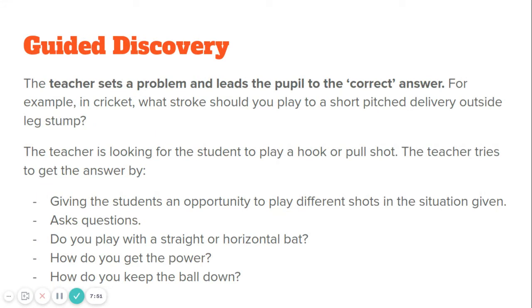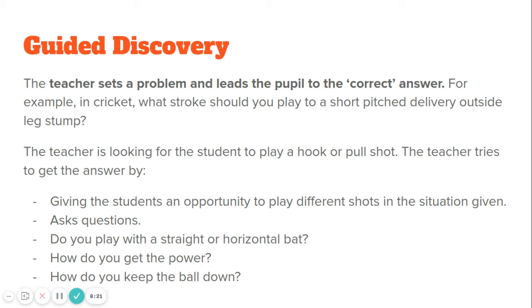Okay, the next one, guided discovery. Guided discovery, this is where the teacher sets a problem and leads the pupil to the correct answer. For example, in cricket, what stroke should you play to a short pitch delivery outside leg stump? That means that the ball is going to bounce up high and it's going to bounce towards the backside of your body. So here, the teacher is looking for the student to play a hook shot or a pull shot.